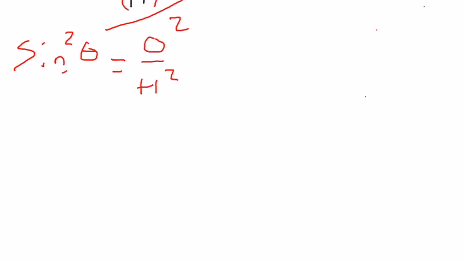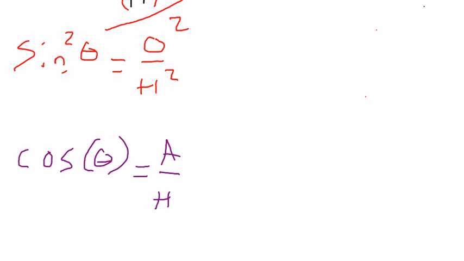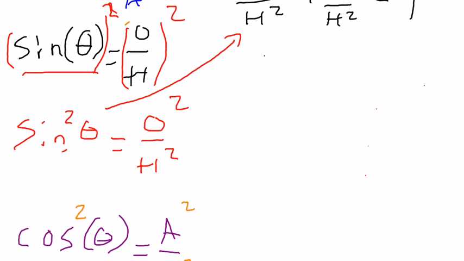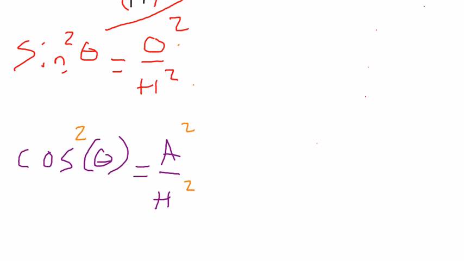Well, what about cosine? Cosine of an angle using SOHCAHTOA, it would be the C-A-H part. Cosine equals adjacent over hypotenuse. Again, what would happen if we squared cosine, and we squared the other side, just the same as we did here? If we square the whole thing, it's the same as squaring the top and squaring the bottom. So we're going to have a squared over h squared.